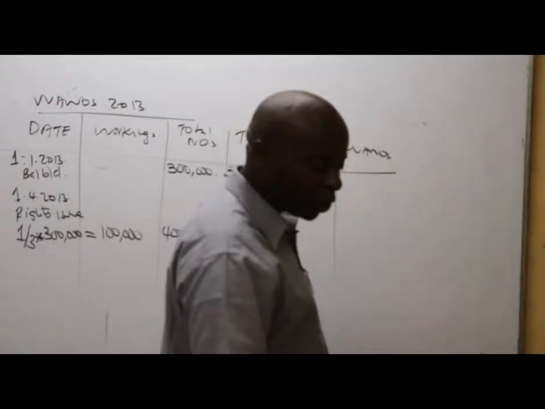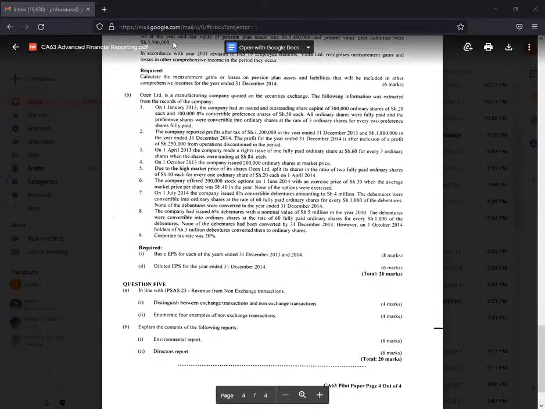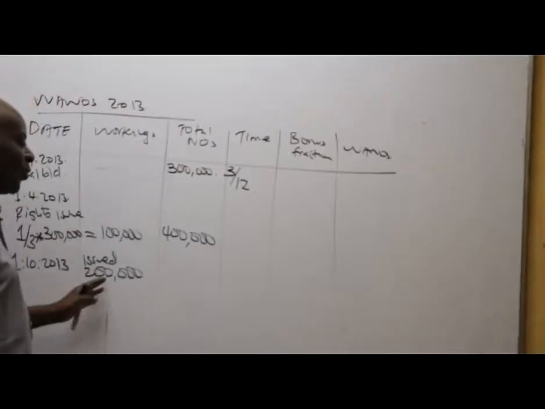Okay, let's continue and see whether we have any other transaction in 2013. On 1st October, look at this. On 1st October 2013, the company issued 200,000 ordinary shares at market price. I love this. It's a 2013 transaction on 1st October. What happened here? We issued 200,000 ordinary shares. This is at full market price. This is normal, no problem. So we issue 200,000. You simply recognize them.